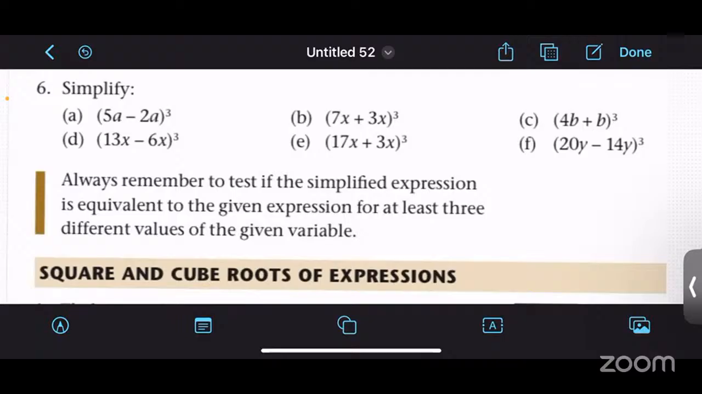Ma'am, so I solved what's inside the bracket. I said 5A minus 2A, which gave me 3A. So it's brackets 3A to the power of 3. And then I said 3 to the power of 3, A 1 times 3. And then my final answer is 27A to the power of 3. 27A to the power of 3.